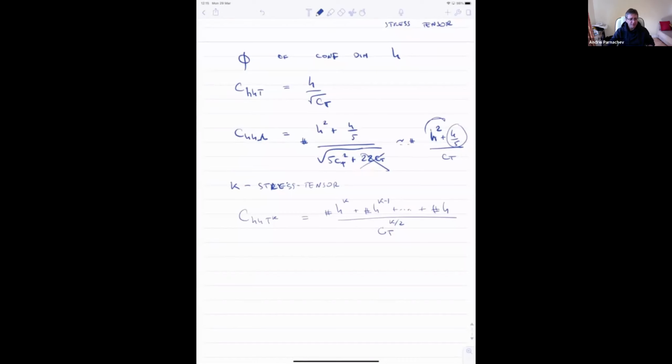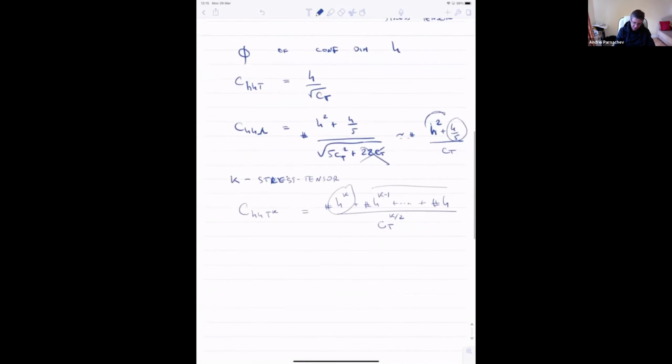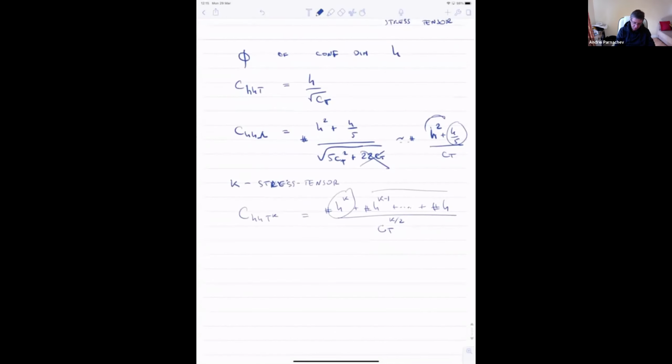So these are the structure of the OPE coefficients. The main lesson is that the leading behavior of these OPE coefficients is H to the K, and all these subleading terms come because you have to worry about these extra terms in the definition of your multi-stress tensor.